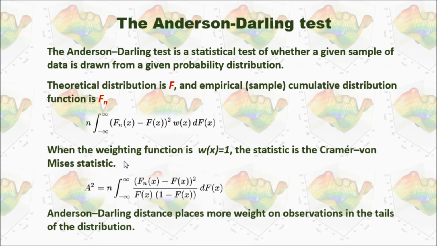When the weighting function w(x) is 1, the statistic is called the Cramér-von Mises statistic. And for the Anderson-Darling test, we use this as our weighting function. That is, the Anderson-Darling distance places more weight on observations in the tails of the distribution.